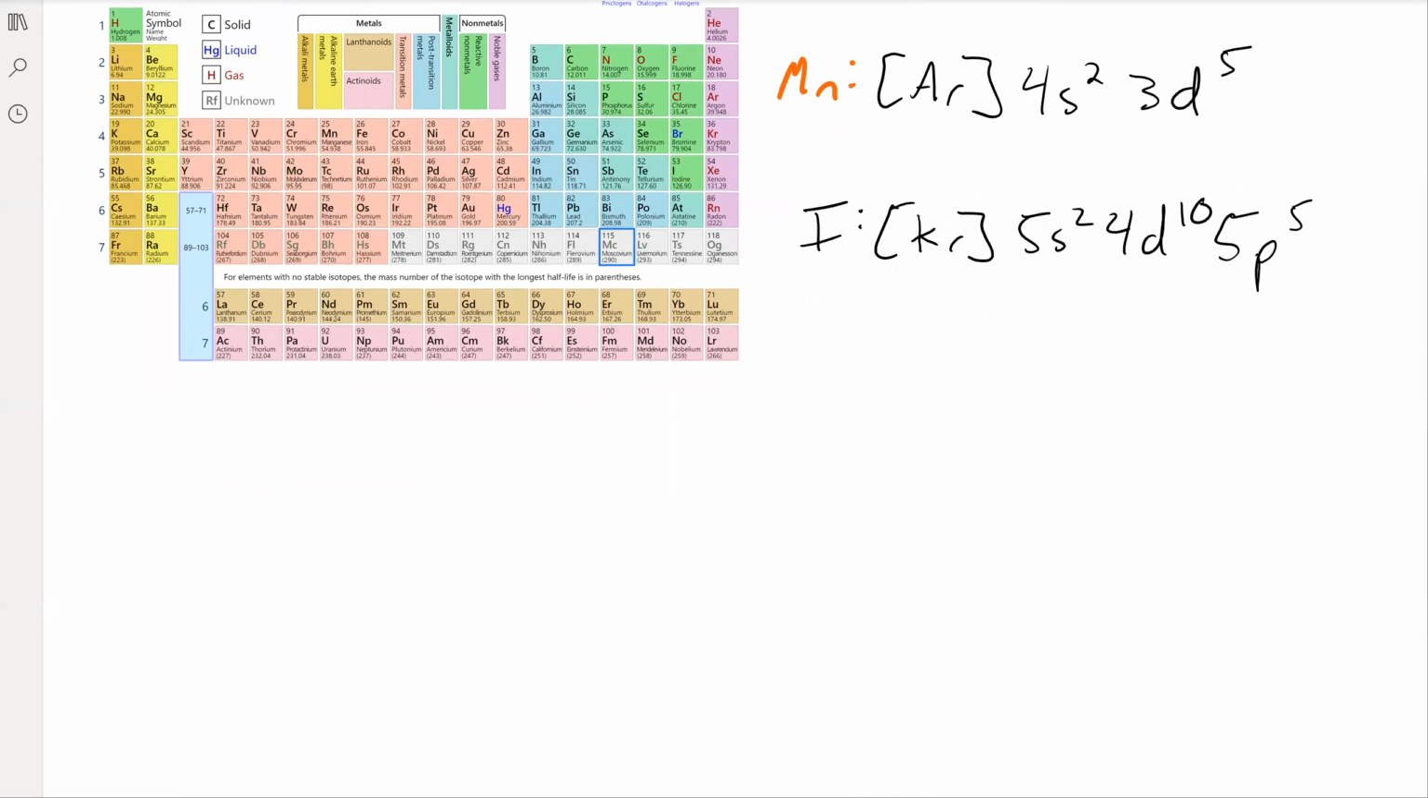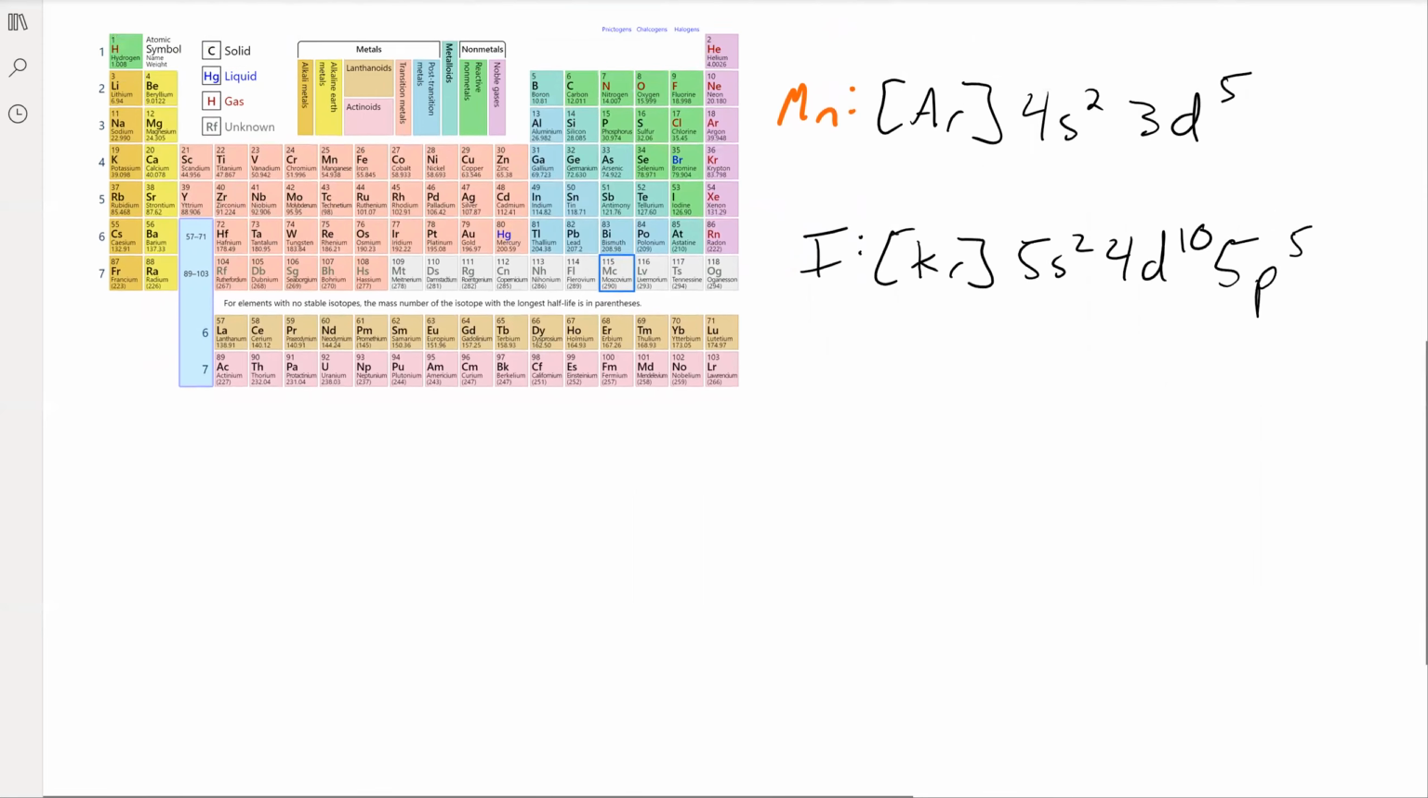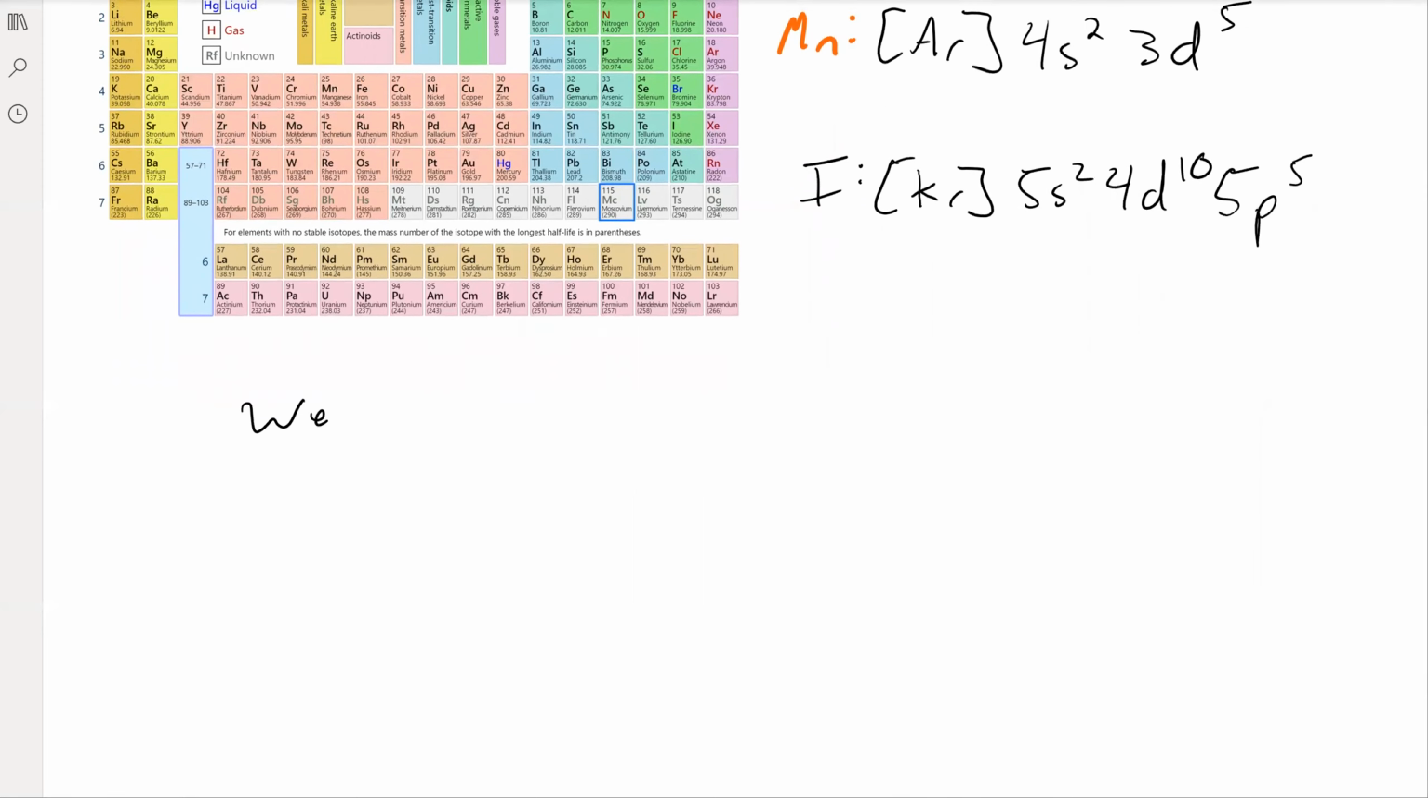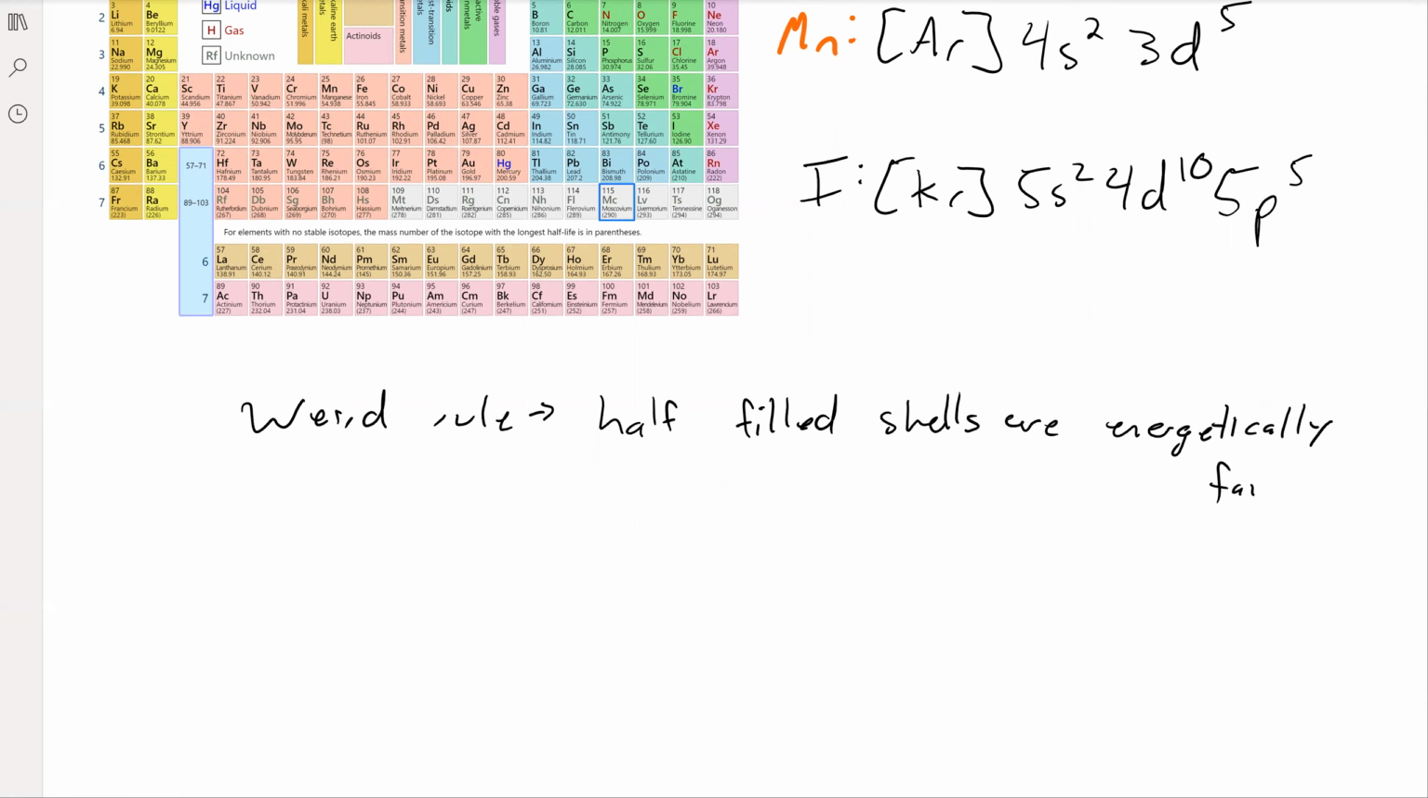All right, there's one more weird rule with our transition metals. And this weird rule says that half-filled shells are energetically favorable.